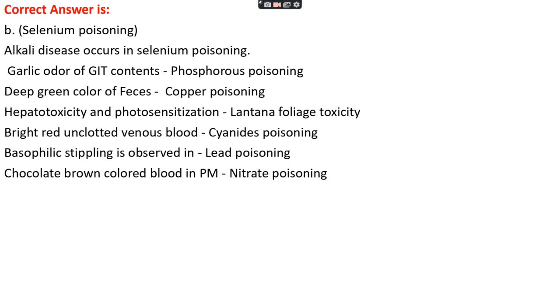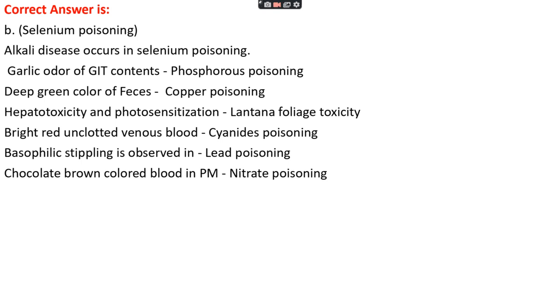Okay, let's see some typical signs related to certain poisonings. We find a garlic odor of GI tract content in case of phosphorus poisoning, deep green colored feces in case of copper poisoning, hepatotoxicity and photosensitization reaction in case of lantana toxicity, and bright red unclotted venous blood in case of cyanide poisoning.